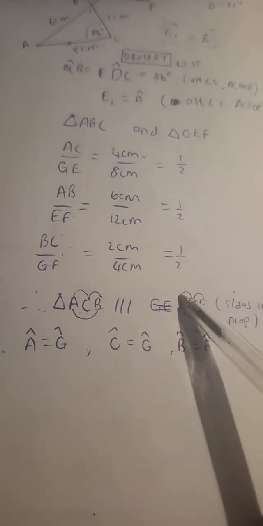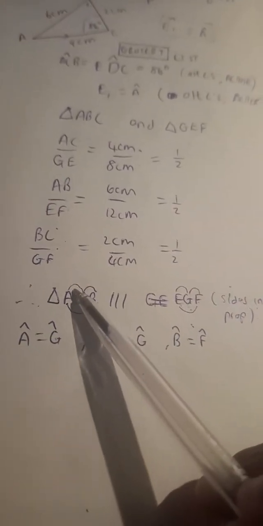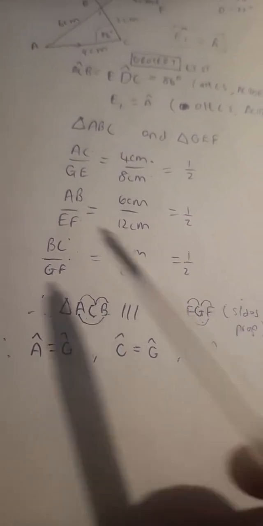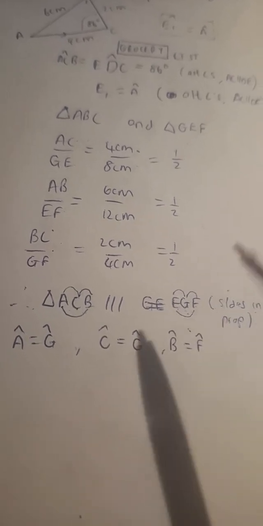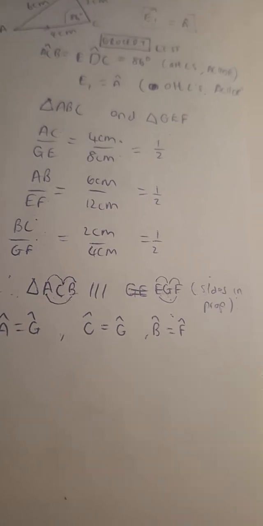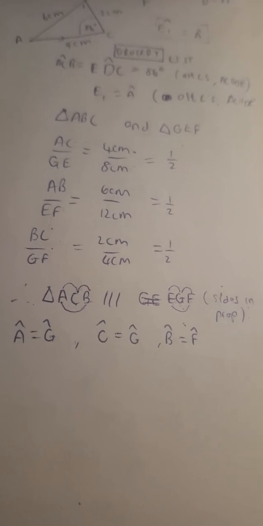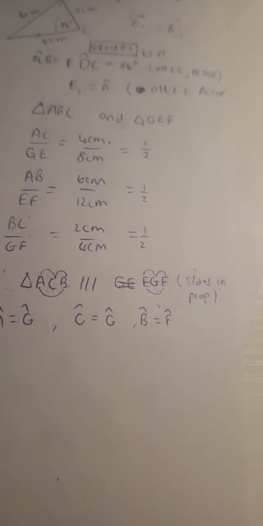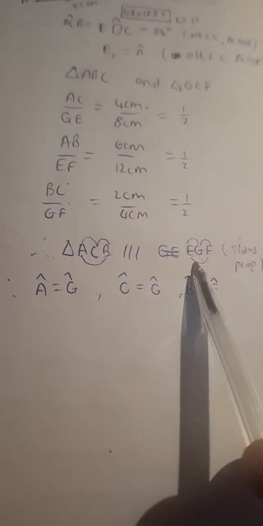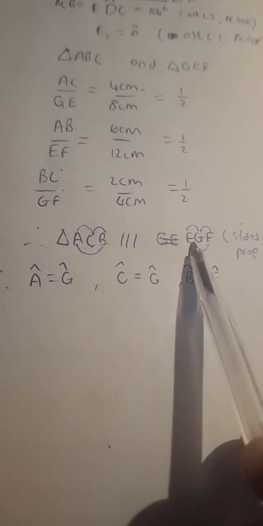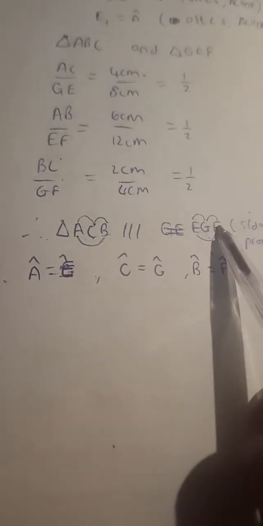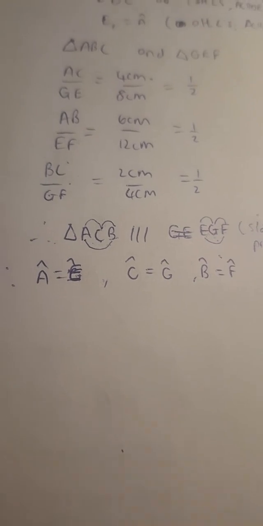You can see, guys, AC must relate to EG. CB must relate to GF. And then AB must relate to EF. All 3 corresponding sides are in the same proportion. And if the triangles are similar, then angle A is equal to angle E. Sorry, guys. Angle A is equal to angle E, angle C is equal to angle G, and angle B is equal to angle F.